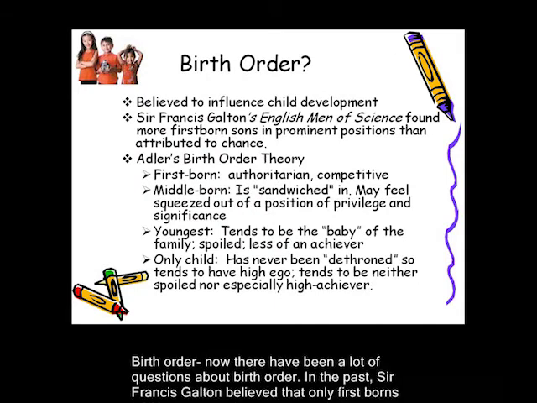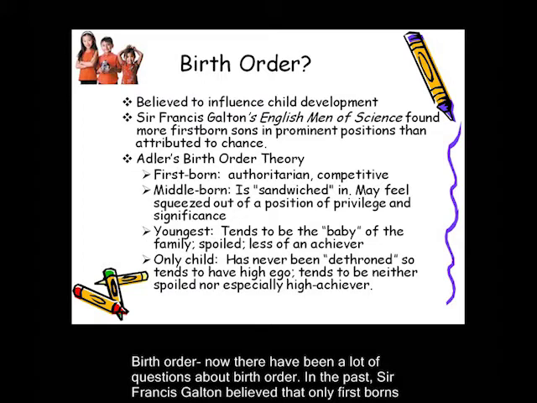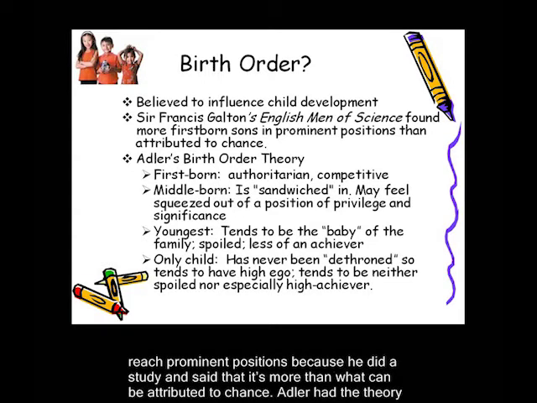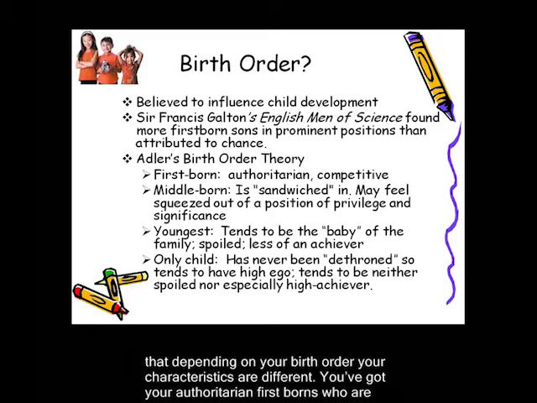Birth order. Now, there had been a lot of questions about birth order. In the past, Sir Francis Galton believed that only firstborns reach prominent positions, because he did a study and said that it's more than what can be attributed to chance. And then Adler had the theory that depending on your birth order, your characteristics are different.